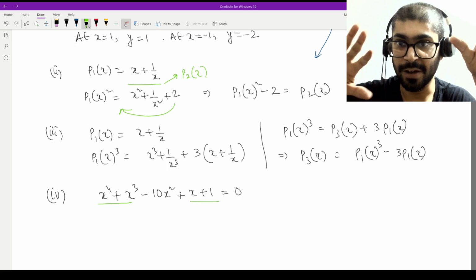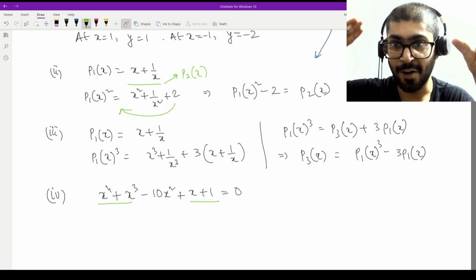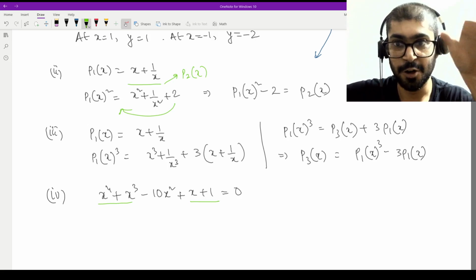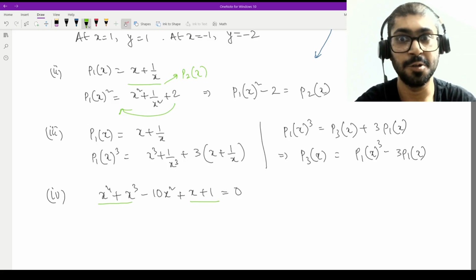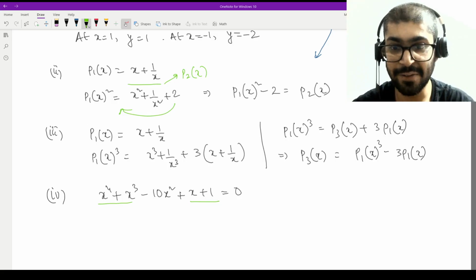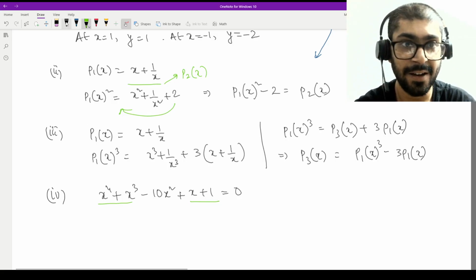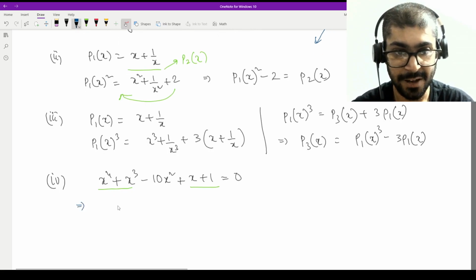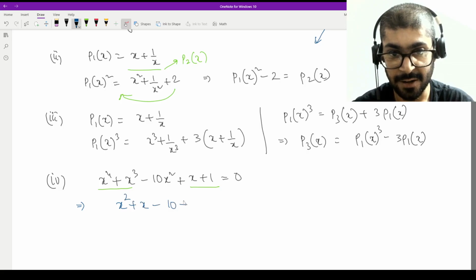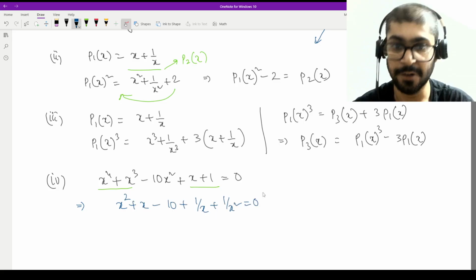Alright, so we have 2 degrees on the right hand side for the highest power, 2 degrees on the left hand side for the lowest power. Highest power is x to the power 4, lowest power is x to the power 0, which is 1. Using this hint we will divide this entire expression by x square. If we do that, we end up with x square plus x minus 10 plus 1 by x plus 1 by x square equal to 0.